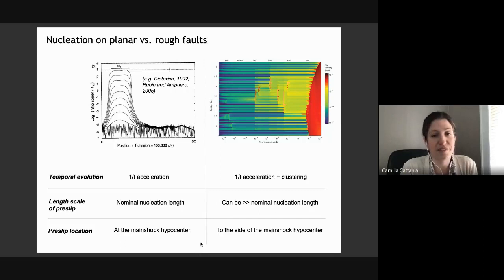And then again, we found that the classical pre-slip model predicts a kind of localized nucleation at the main shock hypocenter, whereas we see a migration of seismicity and creep towards the hypocenter. And so in the next few slides, I want to go over observations that indeed seem to be quite consistent with this model of nucleation on a rough fault and these migratory patterns.